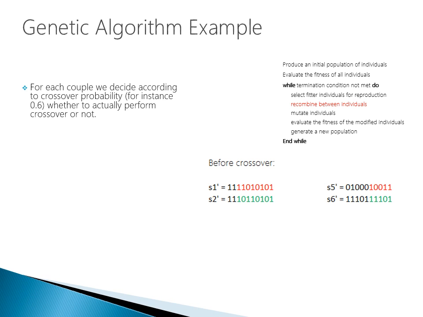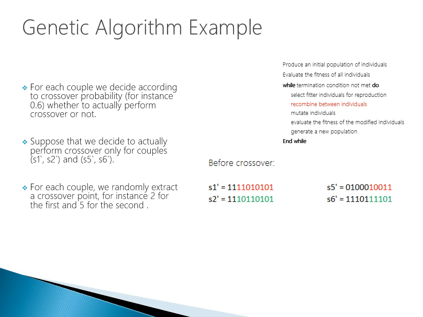For each couple, then, we decide according to the crossover probability, and for our instance, 0.6, whether or not to perform the crossover. Suppose that we decide to actually perform crossover only for couples S1, S2, and S5, S6. For each couple, we randomly select a crossover point, for instance, 2 for the first, and 5 for the second. So we can see our different pairs, having these different crossover points selected.